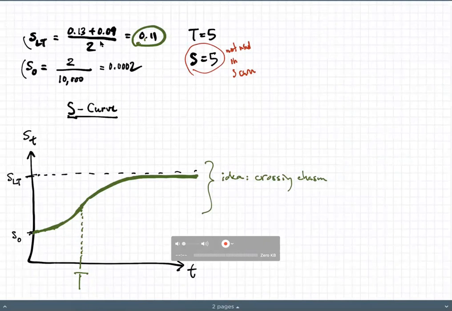Again, just to reemphasize, in both cases you're using the same parameters S_LT, S_0, and T. In the L-curve, you're also using the parameter S, which was the length of the rapid growth phase. But given those parameters, you have a fully defined set of market share dynamics.